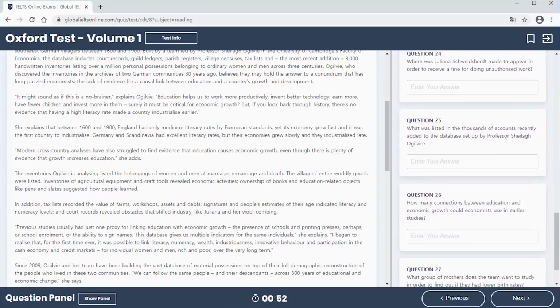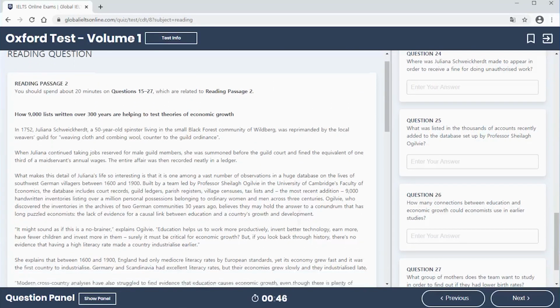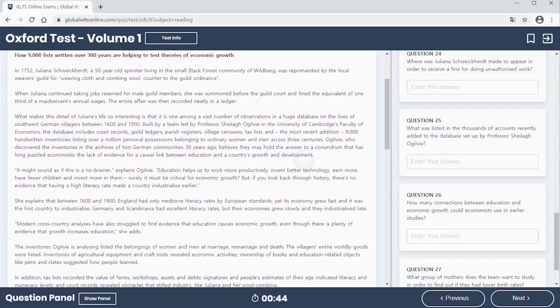Where was Julia Skirt White made to appear in order to receive a fine for doing all authorized work? So we just go back up to the top about the story about Juliana. She was forced to appear at the local Wolvers Guild. She was summoned before the guild court. Okay, so she had to. She was summoned. She had to come. So your answer for question 24 would be guild court.